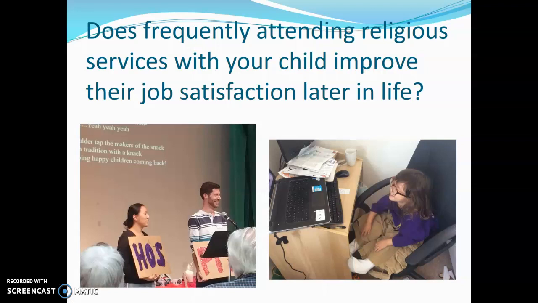Here's another question. Does frequently attending religious services, so when you're a parent, with your child, improve their job satisfaction later in life? So initially, you might think they're disconnected, but then think a little bit more. And this was a big question that my wife and I discussed about going to church and putting values into our children and how that might impact their life later on. So it was a very real question for us.